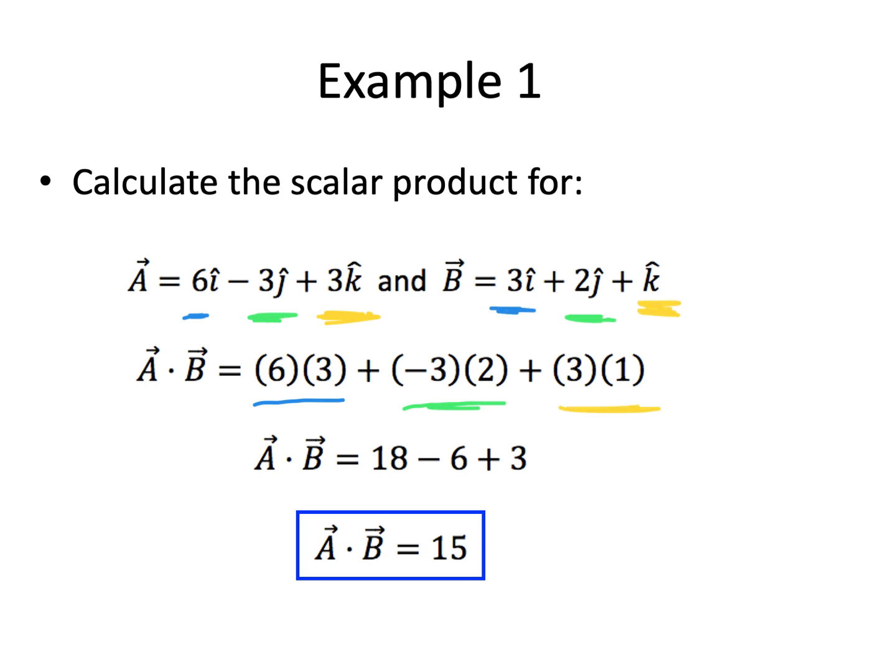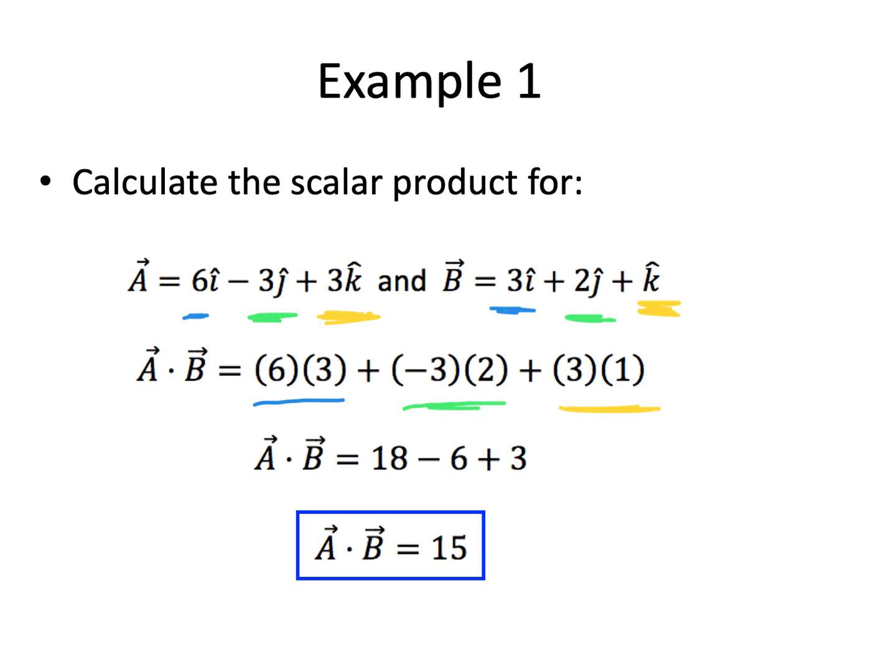So we multiply together the x components, and we multiply together the y components, and we multiply together the z components, and then we add all of those together. And so we've got 6 times 3 gives us 18, minus 3 times 2 gives us minus 6, 3 times 1 gives us positive 3. So we add all these together, and we get the scalar product A dot B is equal to 15. And that's just it, 15.